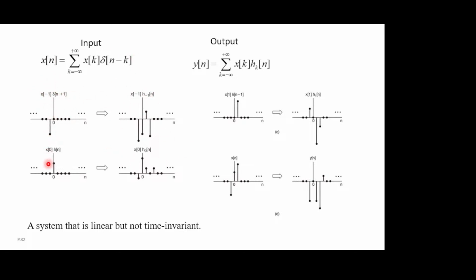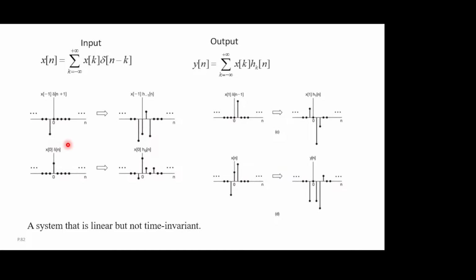So here we see these three different impulses: x of minus 1 impulse, x of 0 impulse, and x of plus 1 impulse. We will give the corresponding output response. It's the x value times the corresponding h value. So x of minus 1 times h minus 1, x of 0 times h0, then x of 1 times h1. Then you sum those three together, you get the output. So that's a way to view this linear system.